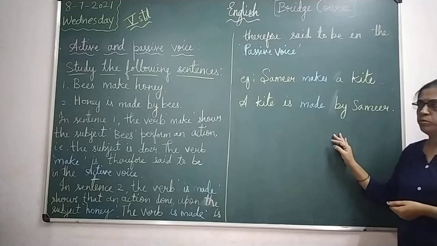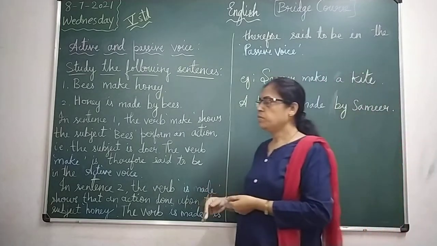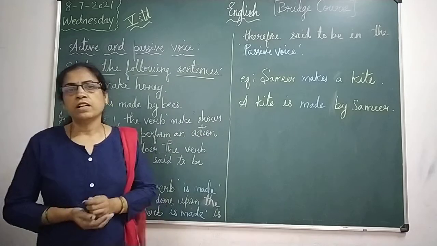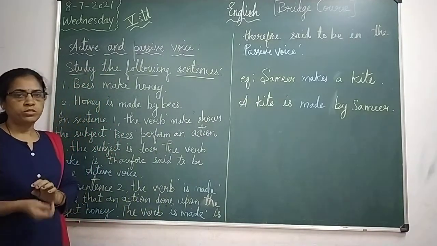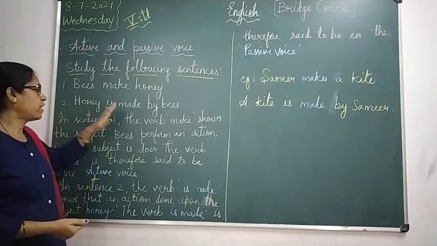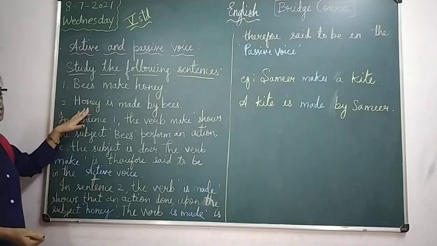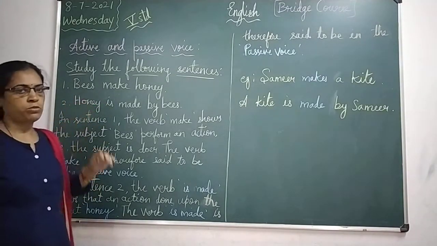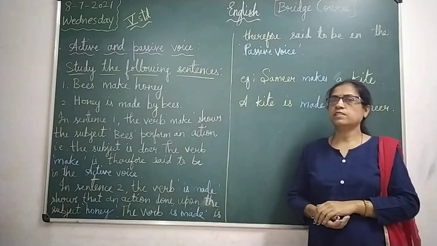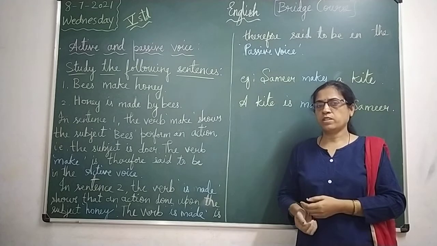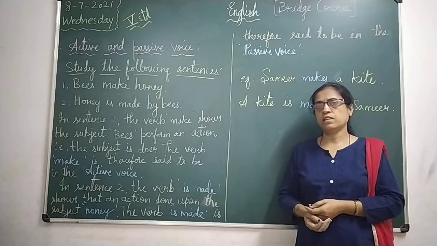Okay children, I hope you have understood. When the verb shows the subject does the action, it is in the active voice. When the subject receives the action, it is said to be in the passive voice. Okay children, I hope you have understood. In the next class, let us do a few exercises on passive and active voice, so you will understand easily.